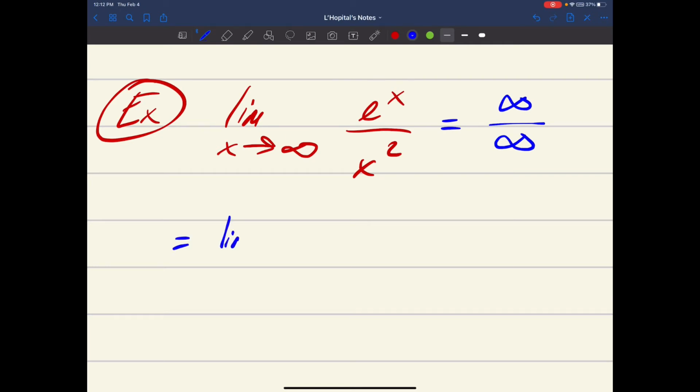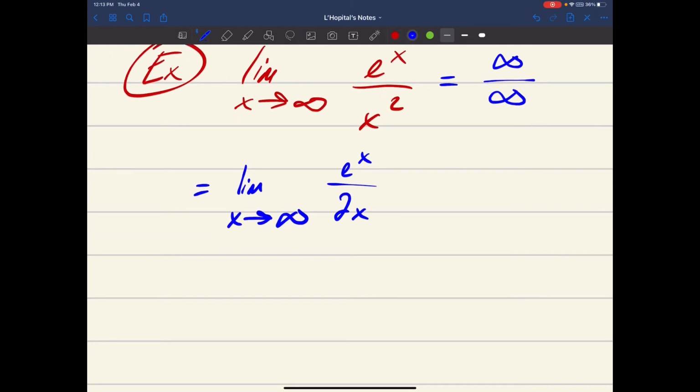So again, really simple in these cases. The derivative of e to the x is e to the x. The derivative of x squared is 2x. And we could think about evaluating that already. It hopefully is going to make sense. This limit is going to evaluate to be infinity, but let's just make it obvious. So let's use L'Hopital's rule again, because I want to make this super obvious what the answer is.